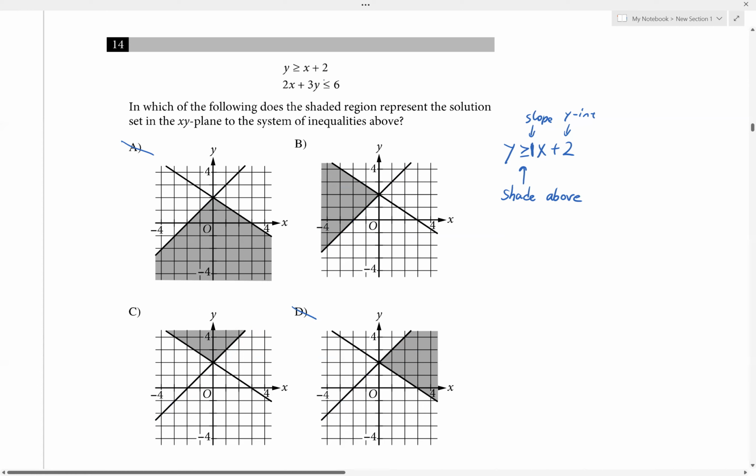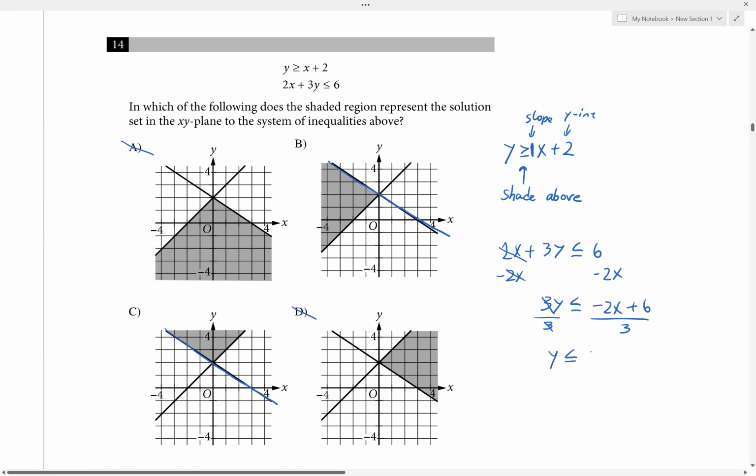For the second one, it's helpful to first get y by itself. They all have the same graph, and we know they graphed the line correctly, but we still want to get y by itself in order to interpret whether we shade above or below. So for example, we have 2x plus 3y is less than or equal to 6. To get y by itself, we do minus 2x on both sides. Then 3y is less than or equal to negative 2x plus 6. And then to solve for y, we divide by 3 on both sides.